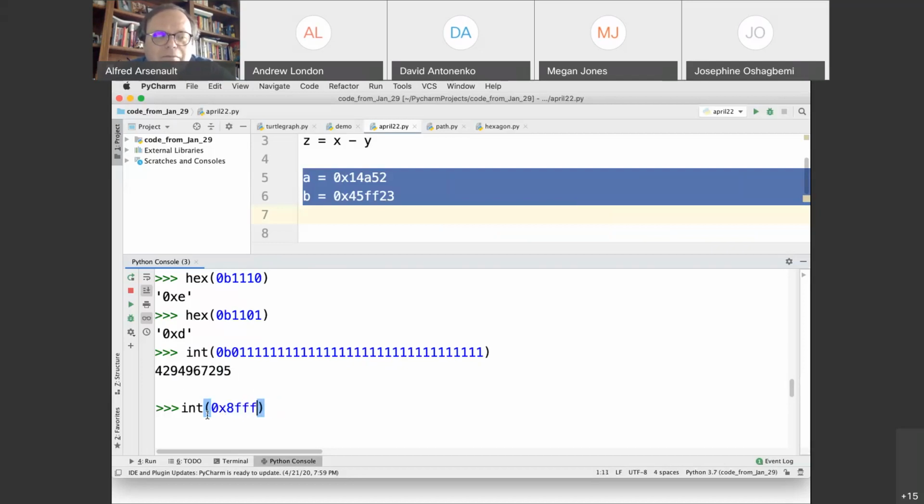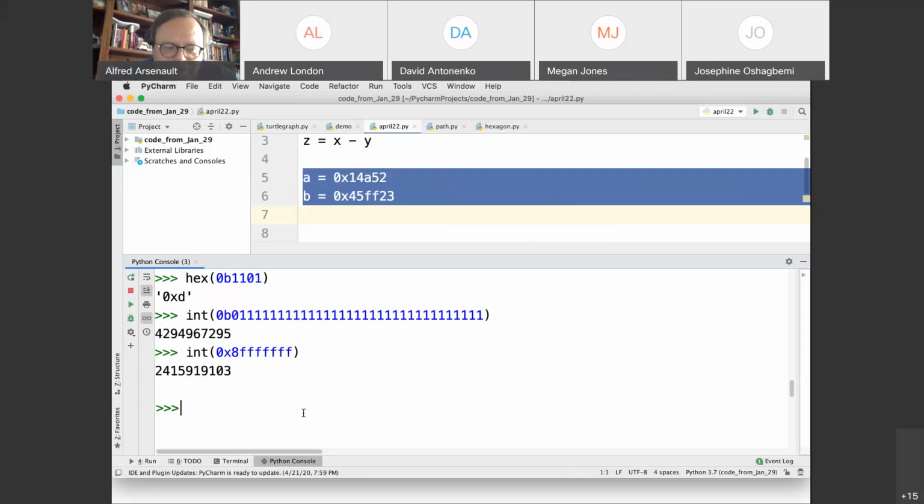Hang on, I lost track. My apologies. Okay. If I counted correctly, this should give me the same answer, and I didn't. The binary string is one too long. Okay, that's where the problem was.